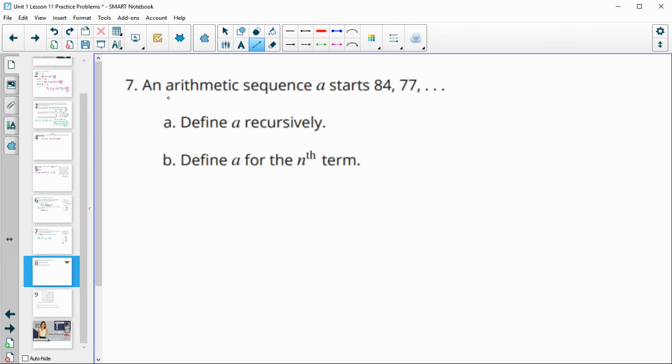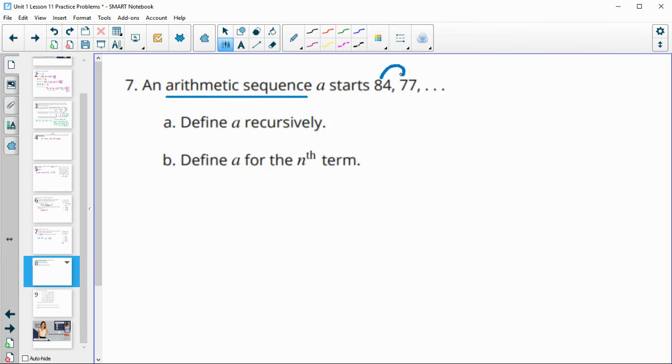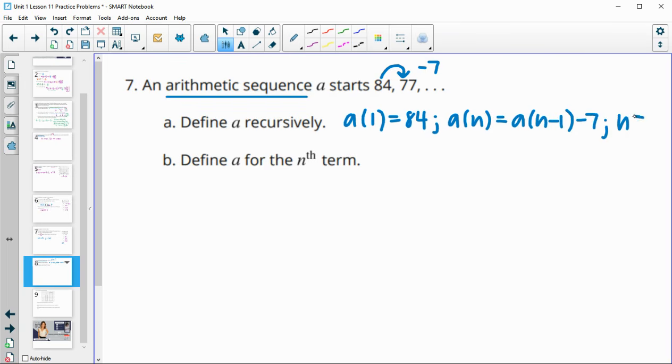Number 7, an arithmetic sequence A starts at 84 and then 77. Define this recursively. So for this one, we see that it's arithmetic and it's going down 7. So recursively, we would say what the first term is, 84. Then we would say that any subsequent terms are going to be equal to the previous term minus 7 for every term greater than or equal to 2.